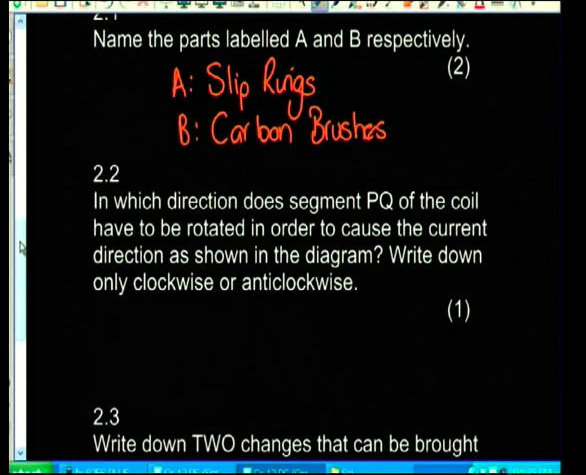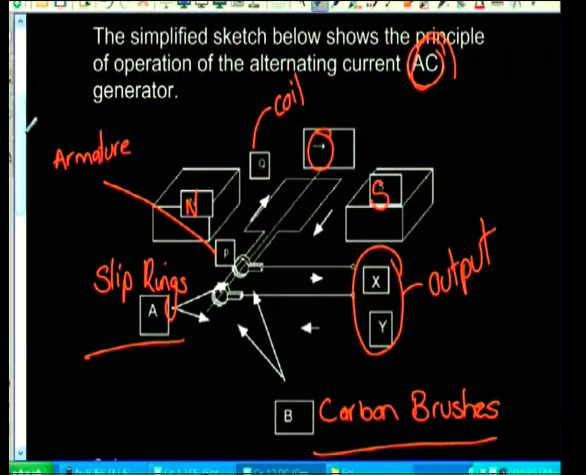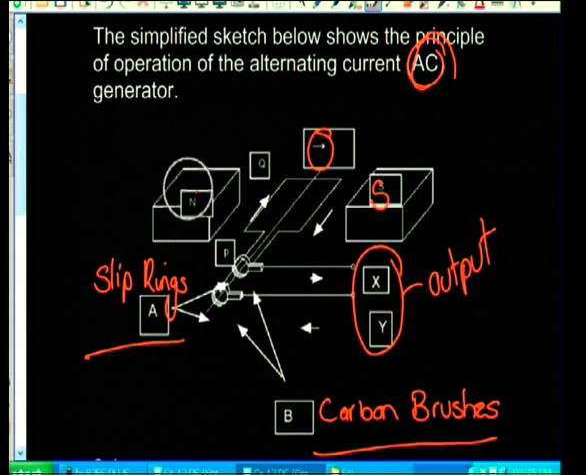Not so bad. Part 2.2 actually says, in which direction does segment PQ of the coil have to rotate in order to cause the current direction as shown in the diagram? So really, when we come back, P and Q weren't showing the armature and the coil, so let's just take that out. That's fine. So we go, okay, not a problem.